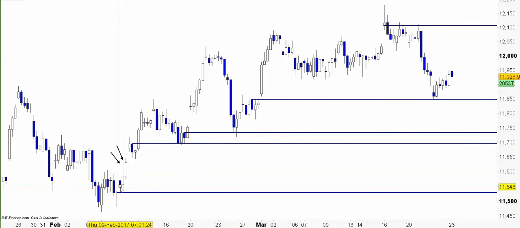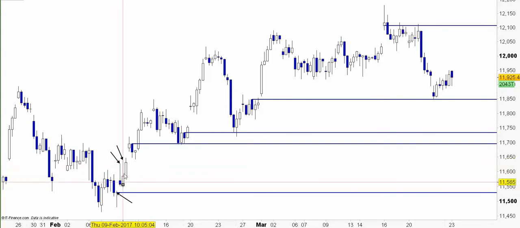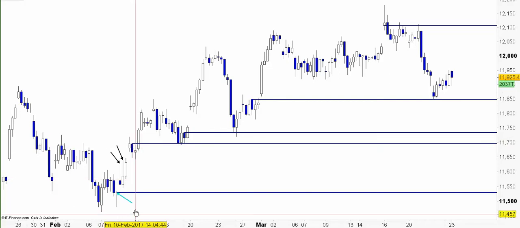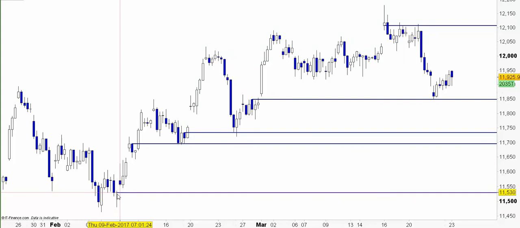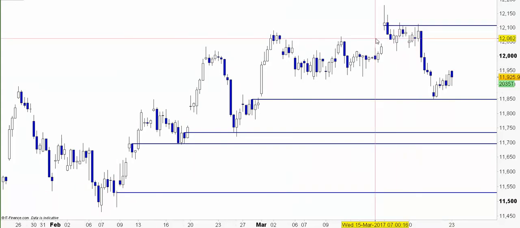So the real demand for me was here, where the gap was created and the market couldn't refill that gap. So there were clearly buyers in the market here that then created these two momentum bars and then the further gap up. So I would have my demand point located on that particular bar. But that's just basically how I look at the 10,000 tick chart.